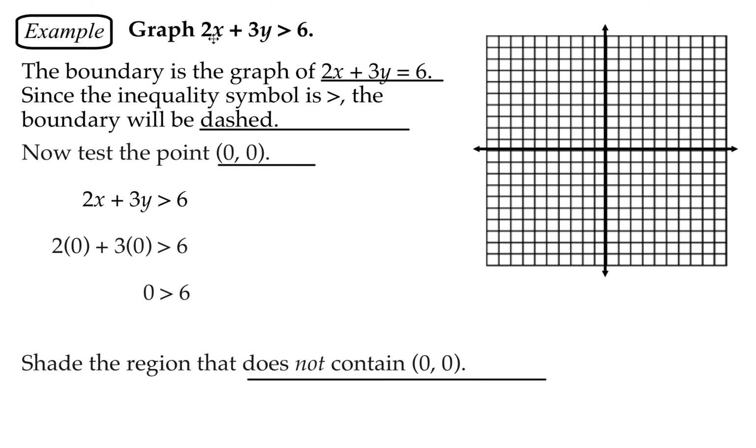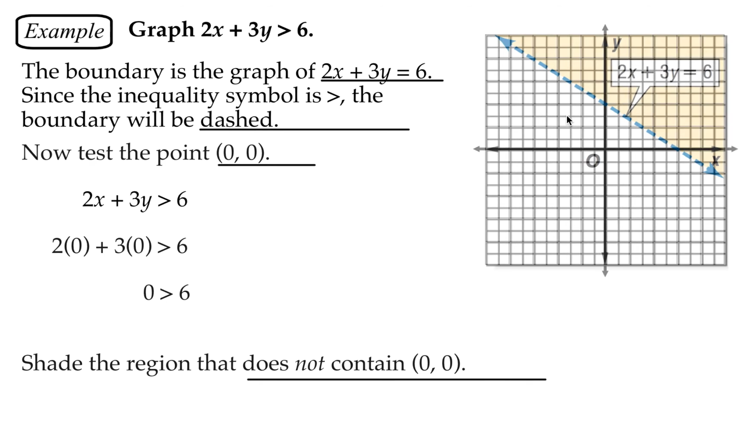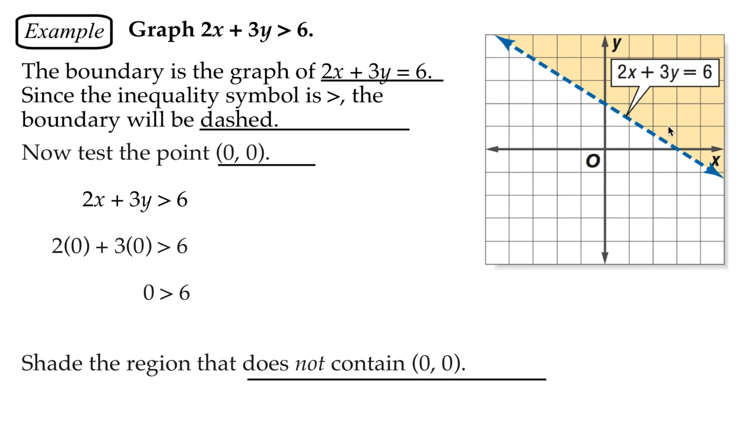So for graphing this, I would just graph using the intercepts. If you let x be 0, then y would be 2. If you let y be 0, x would be 3. And once you had those 2 points, you could connect them with a dotted line. So here's the point 3, 0 and the point 0, 2. Once you had those 2 points, draw your dotted line. We said 0, 0 is not a solution, so we want to shade the opposite side of the line as that side that contains 0, 0.